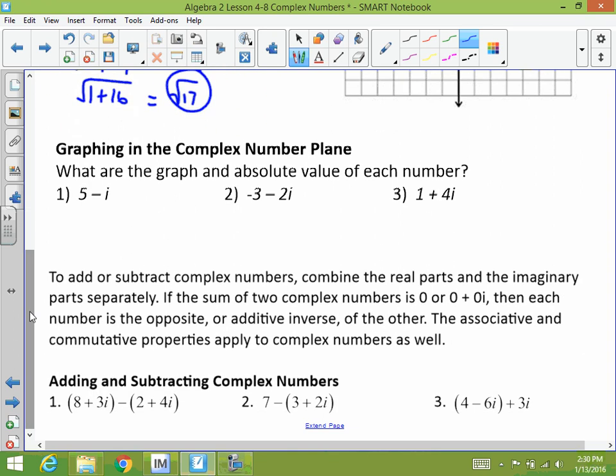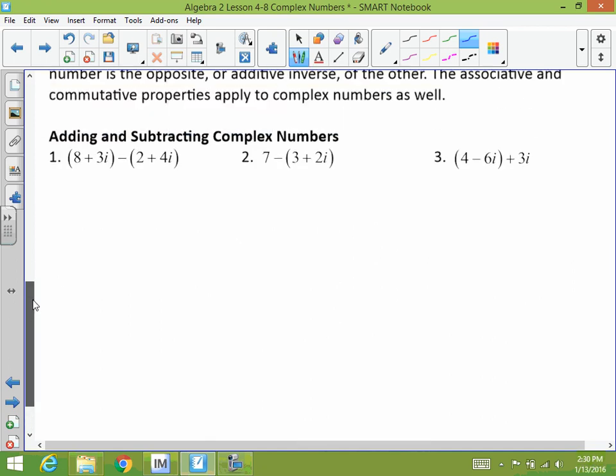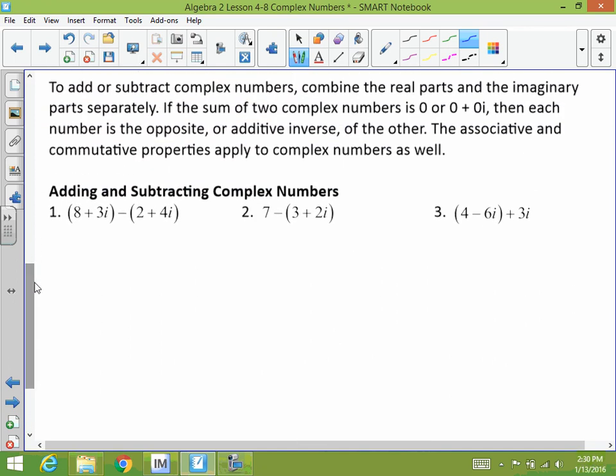Now, to add and subtract complex numbers, it's kind of like adding and subtracting regular numbers. With the regular numbers, you had to make sure you combine like terms. Here, basically, we're doing the same thing. We combine the real parts and we combine the imaginary parts separately. That's like your like terms. Real parts are one like term, imaginary parts are a different type of like term. If the sum of the two complex numbers is 0 or 0 plus 0i, then each number is the opposite or additive inverse of each other.